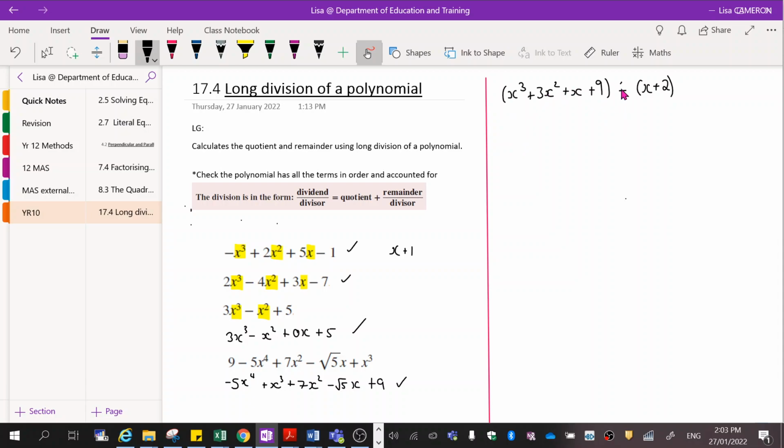So if this is what I've got, the first thing I have to do is set it up ready for long division of a polynomial. Now this part here is going to go out the front of our division calculation, just like that.